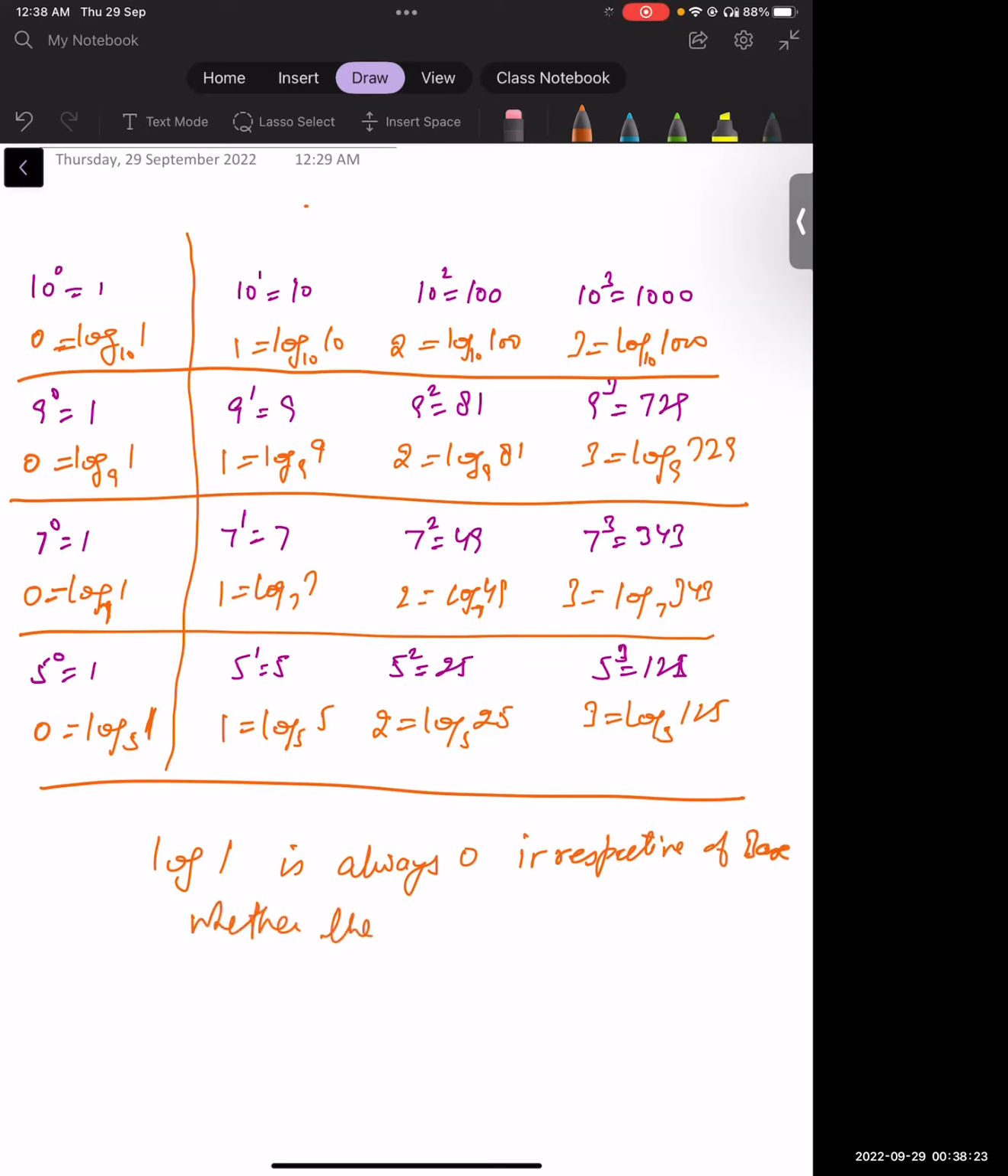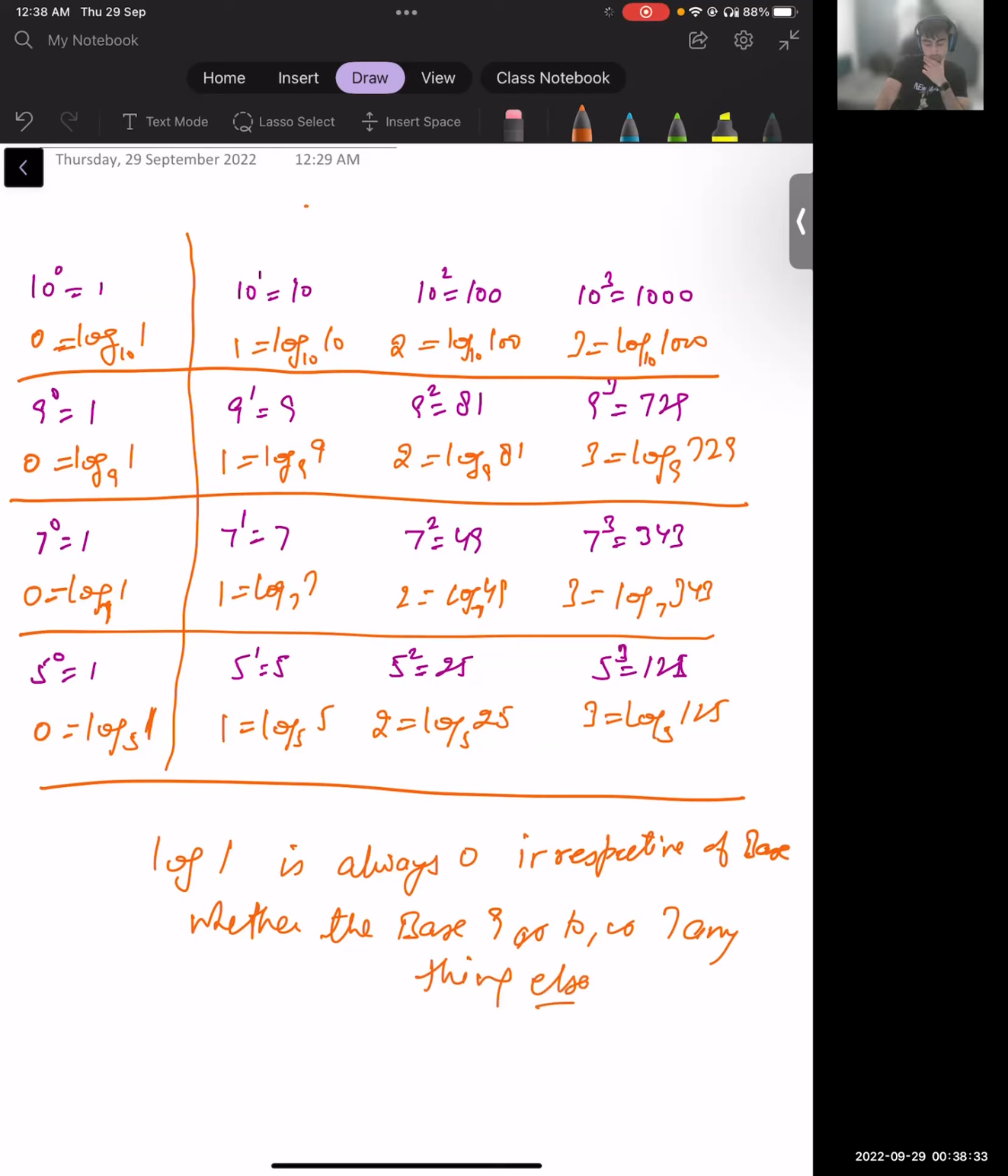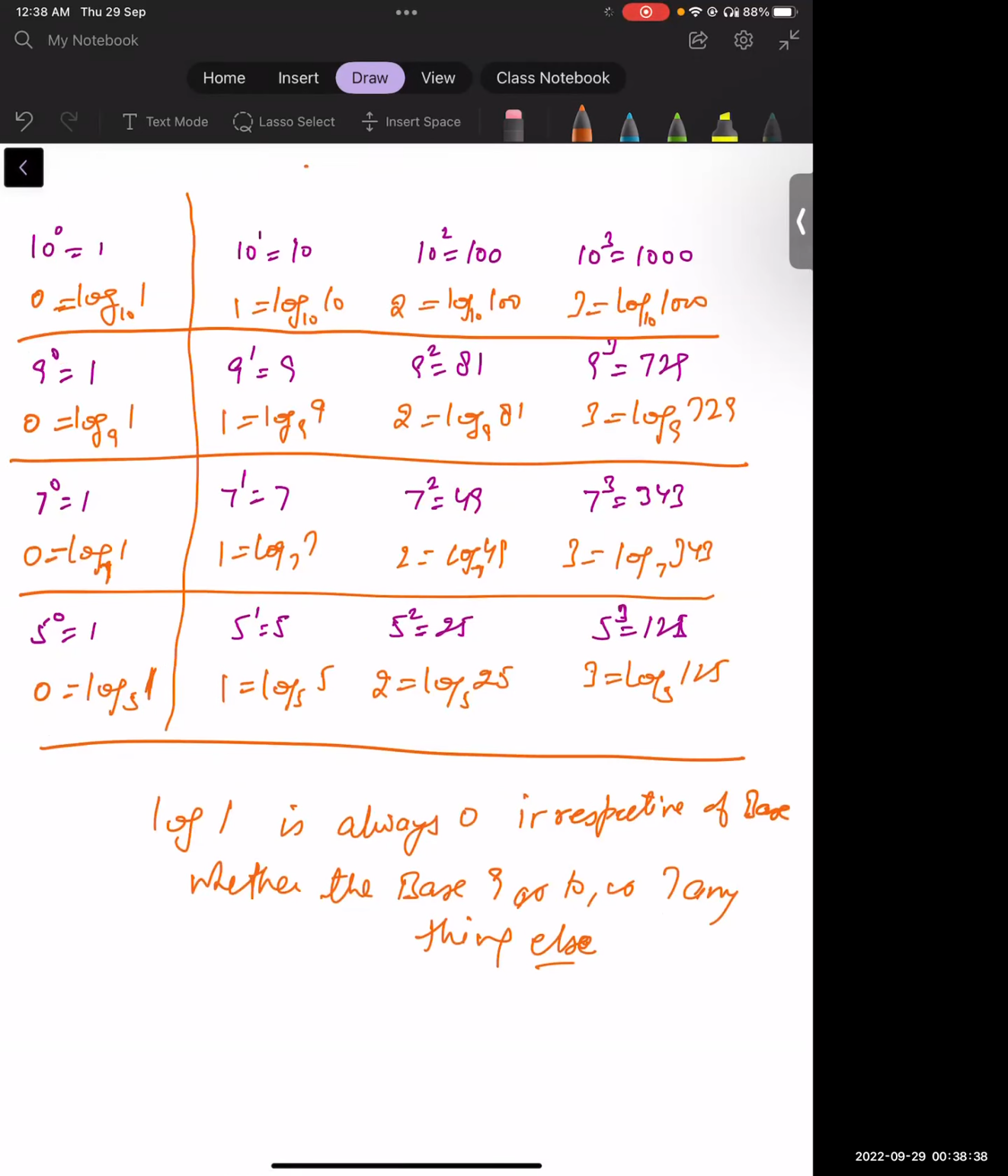Whether the base is 9 or 10 or 7 or anything else. Am I right? This is the first conclusion that we have drawn from it. That means log 1 will always be 0. So whenever you see log 1, whether the base is x or y, it will be 0.